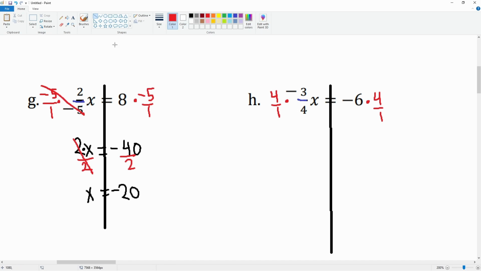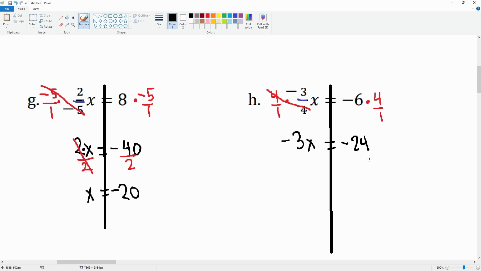Once we multiply both sides by 4, this cancels. The 4 on top and the 4 on bottom cancel. What's left over on the left-hand side? It's negative 3x, bringing down the equal sign. What's negative 6 times 4? Negative 24, right? Let me double check: 6, 12, 18, 24. Yeah, it is 24. Good.